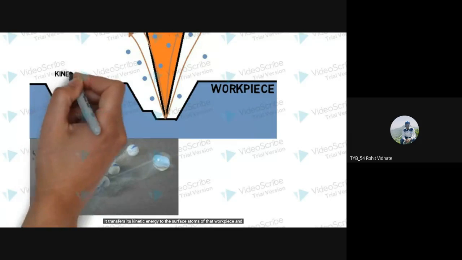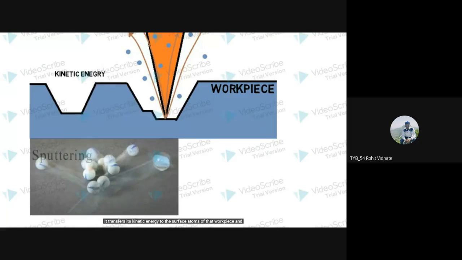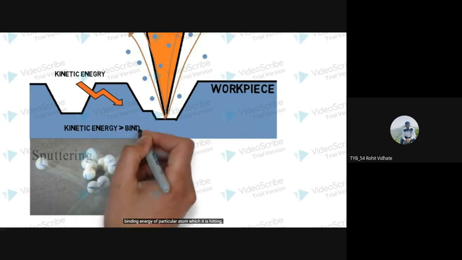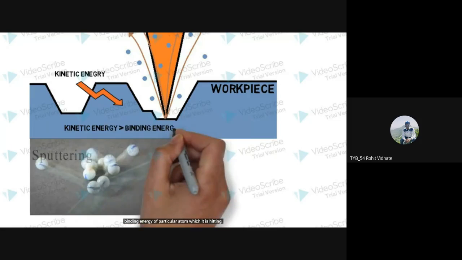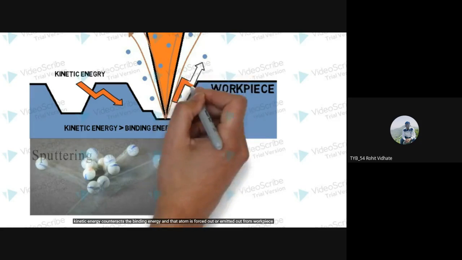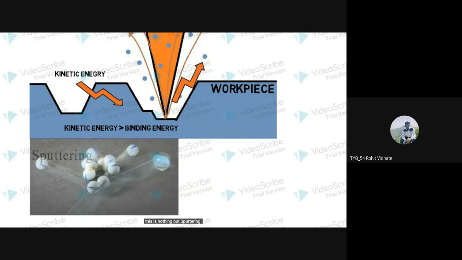It transfers its kinetic energy to the surface atoms of that workpiece. And if that kinetic energy happens to be greater than the binding energy of that particular atom which it is hitting on the surface of the workpiece, then the kinetic energy counteracts the binding energy and that atom is forced out or emitted out from the workpiece. This is nothing but sputtering.